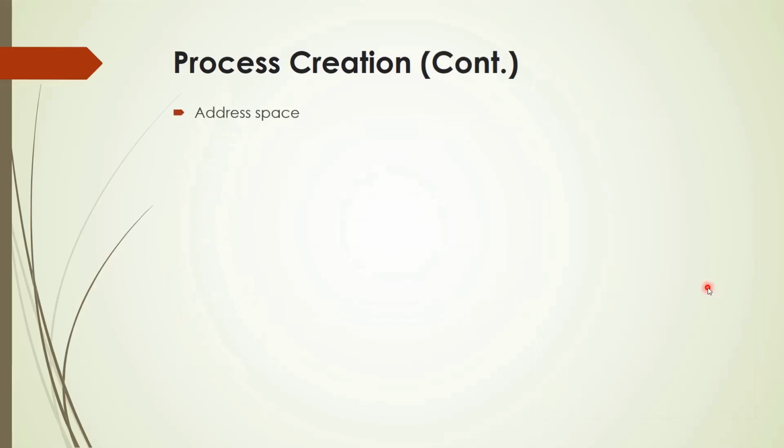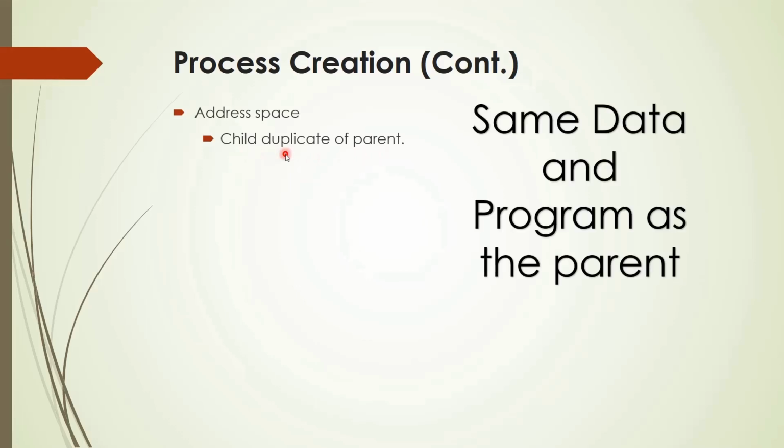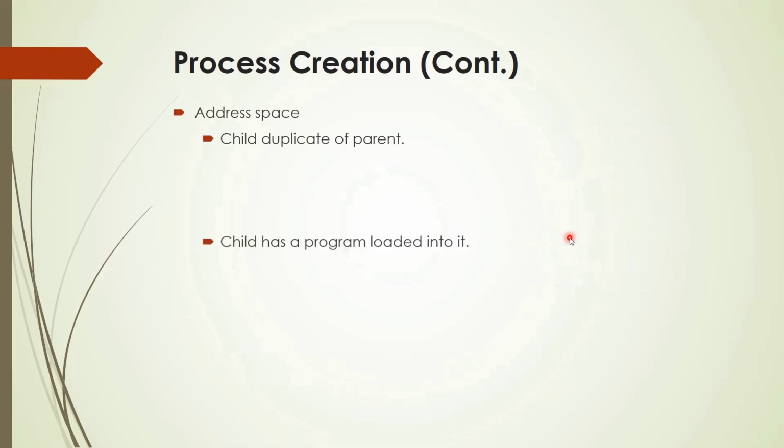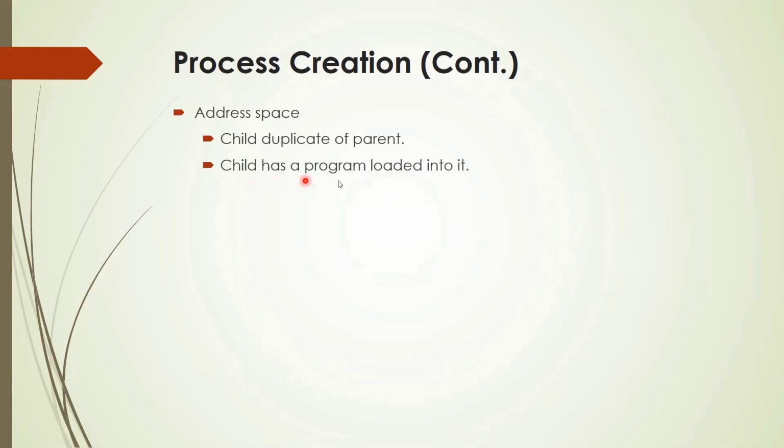Now let us look at the address space concept. So the child is the duplicate of the parent. What do we mean by duplicate? We mean that the child process will have the same data and program as the parent. So the child process will have the data and program same as the parent process, and the child has a program loaded into it. And what is the program? The same program as the parent.